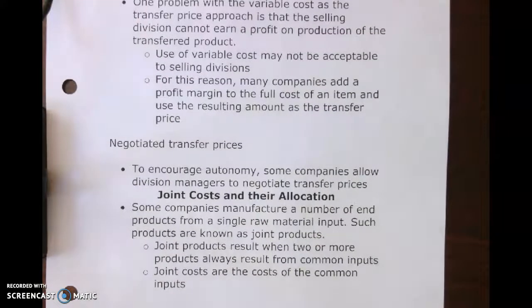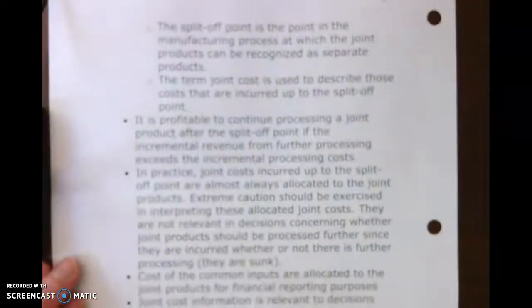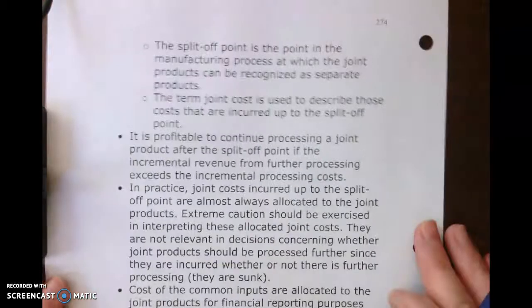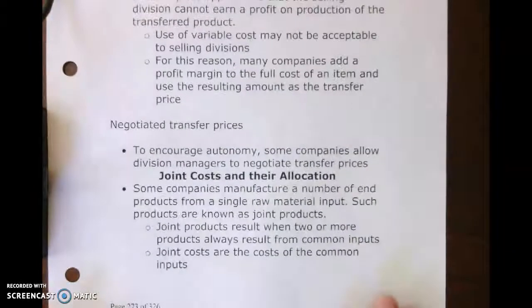And so when we talk about joint costs, what we're saying is that some companies make end products from a single raw material, okay? If we flip over here, we could look at some examples of joint costs. One might be if we buy cocoa beans. We have cocoa beans, and that's raw materials. What we can make is cocoa powder, or we can make cocoa butter.